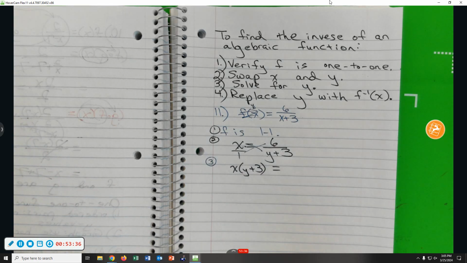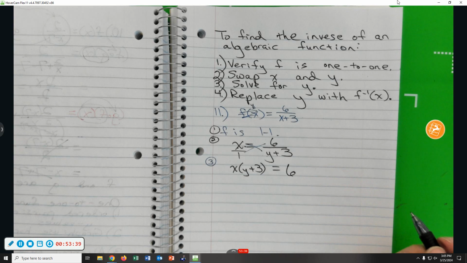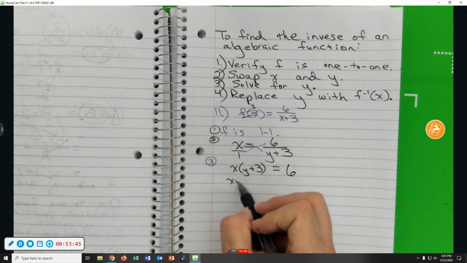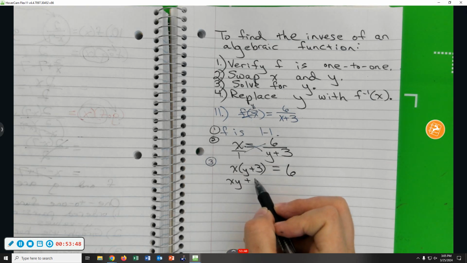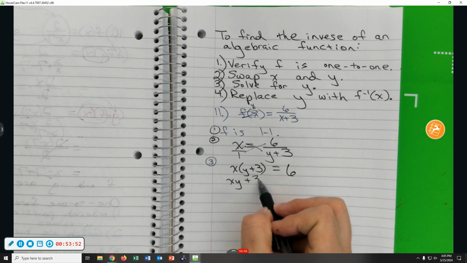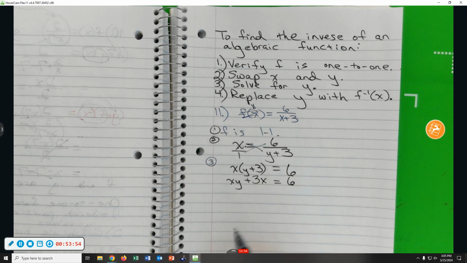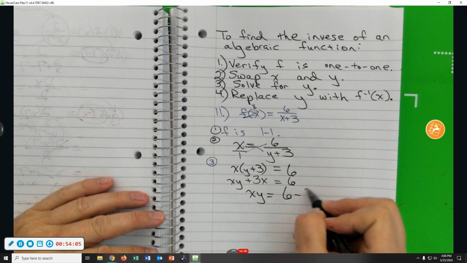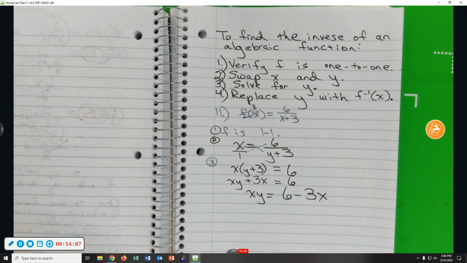6 times 1 is 6. I think I'm going to get rid of those parentheses. You'll have an xy plus, distributing the x, 3x equals 6. We want y by itself. So what do you think I'm going to do to that plus 3x? Subtract it, so I'll have xy equals 6 minus 3x.